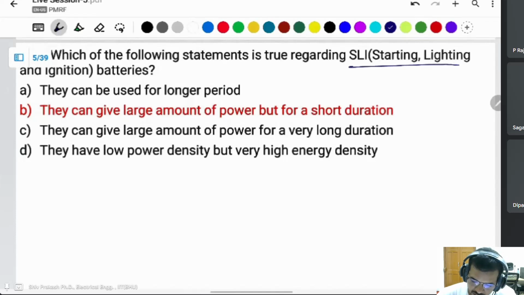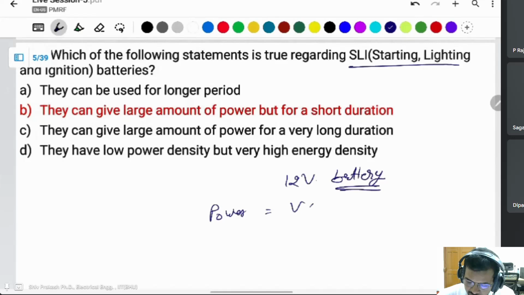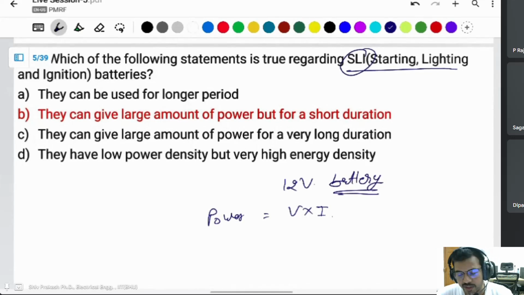It means for a high current, suppose you have a 12 volt battery, then the power, you know about the power is V into I. Then at that time, for starting, like SLI, it means starting, lighting and ignition. Same thing, for the starting it will take a high current. Then your battery should be a high power battery.